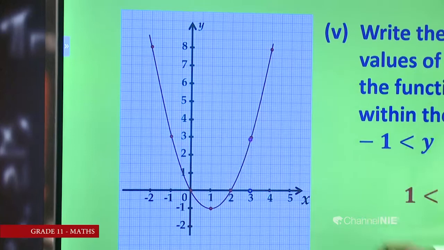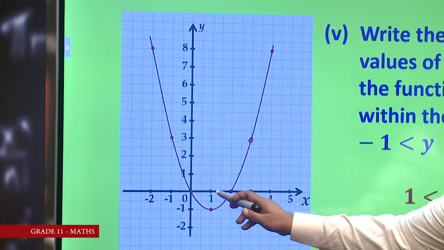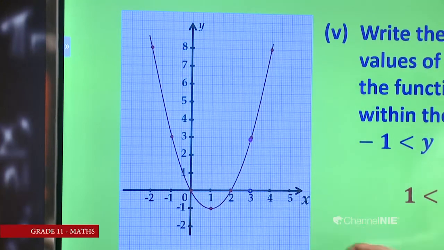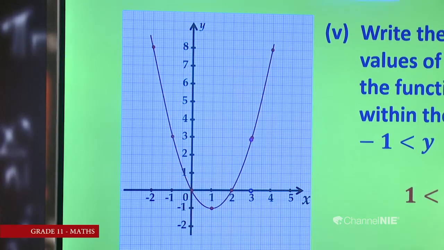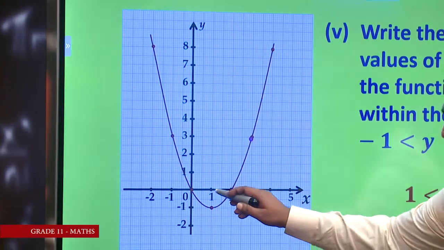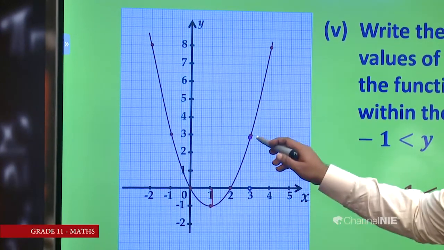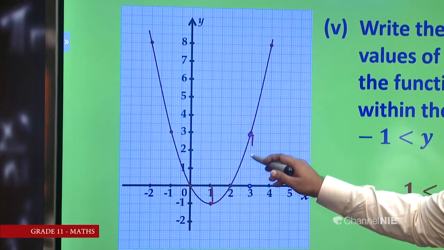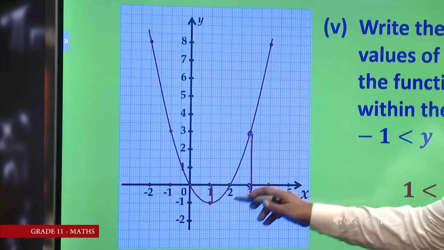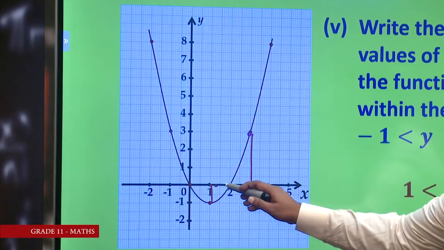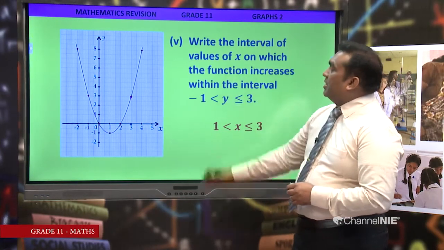You can see the interval: x greater than 1 and less or equal to 3. This is the range. This is our last part of the question.